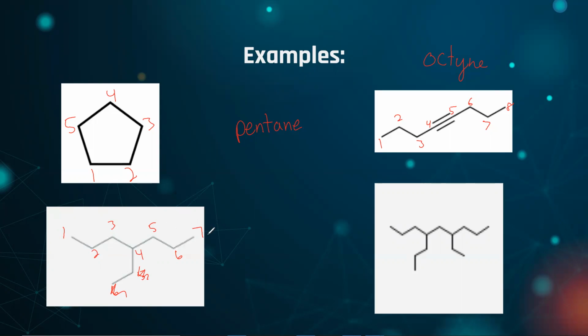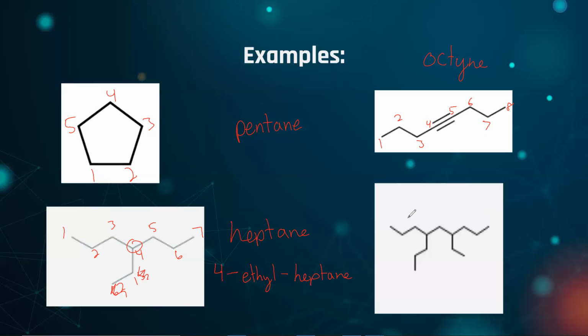Now, so we have 7 as our main chain. So we get hept. There are no double bonds. So we have ane, but we do have a side group, and there's 1, 2 carbons in that side group, and it is attached to carbon number 4. So instead of just heptane, we would name it 4-ethyl, because there's 2 carbons, dash heptane.